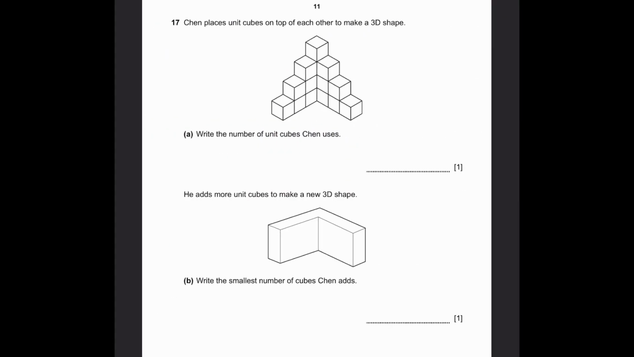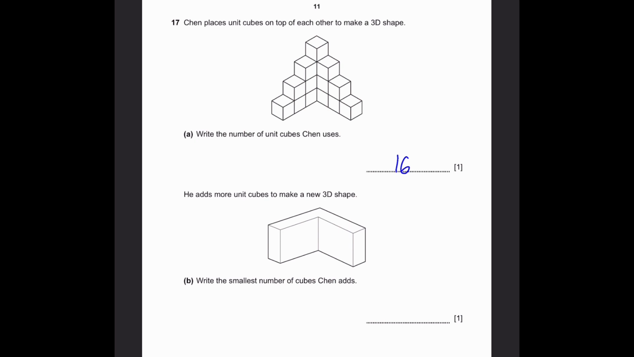Chen places unit cubes on top of each other to make a 3D shape. A. Write down the number of unit cubes Chen uses. It looks like there's 1, 2, 3, 4, 5, 6, 7, 8, 9, 10, 11, 12, 13. But actually, how is this one going to float without anything supporting it behind? So there'll be 3 cubes behind which we cannot see. So it's 13 plus 3, which is 16 cubes.